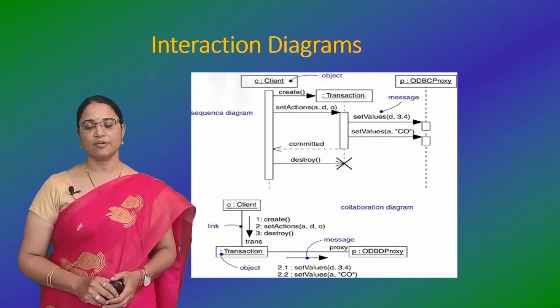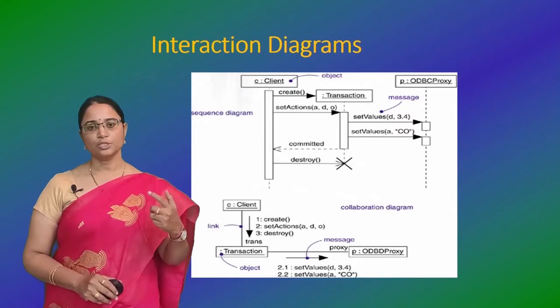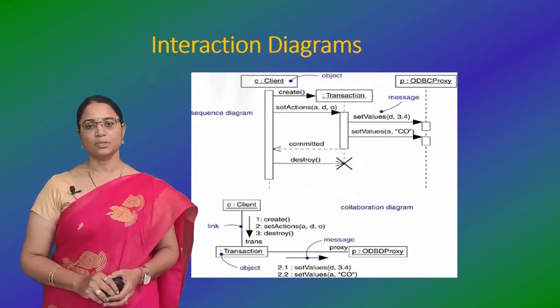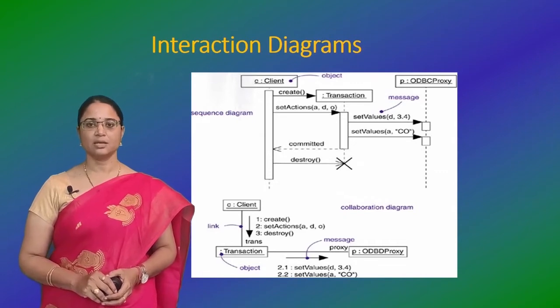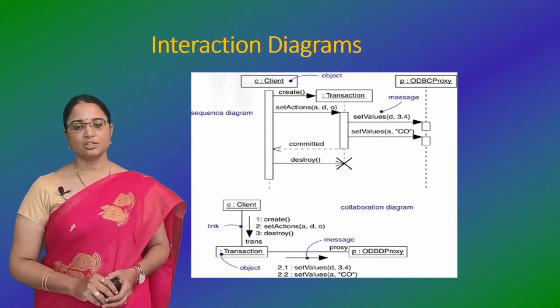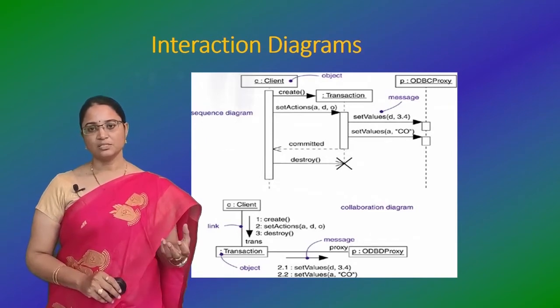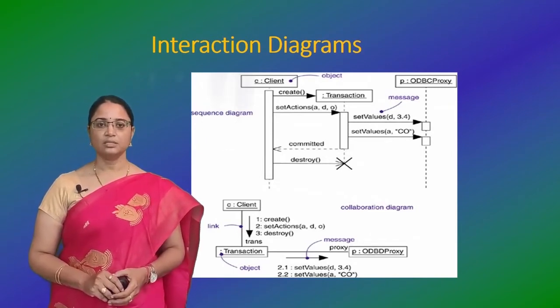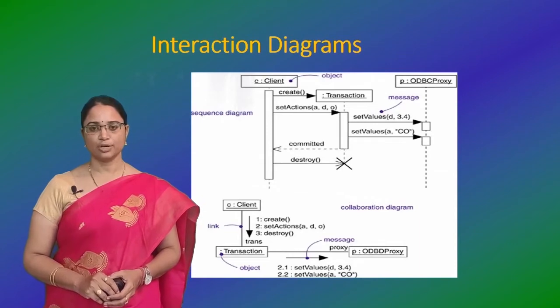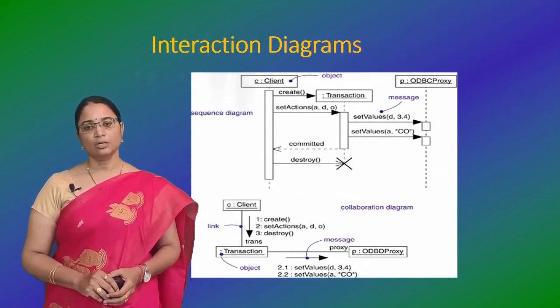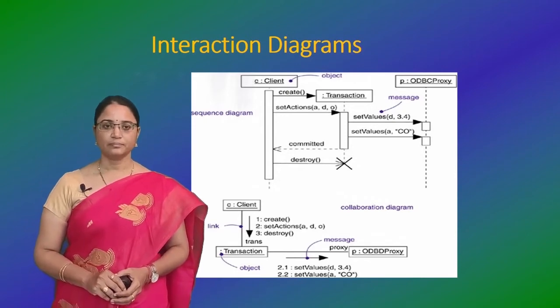Not only this, it has an object, and below the object we have a dotted line, which is nothing but the lifeline of the object. It shows how much time that object is alive in that particular scenario. If you see the transaction here, once the transaction object completes its task in this scenario, it is killed by sending a destroy message. That cross symbol indicates that the lifeline of the transaction has ended.